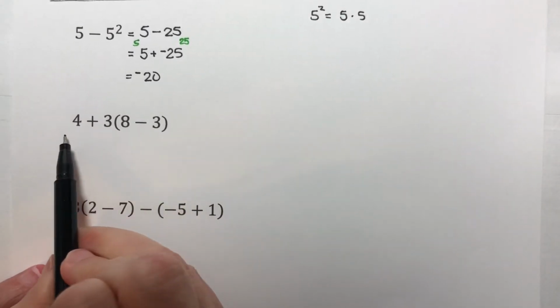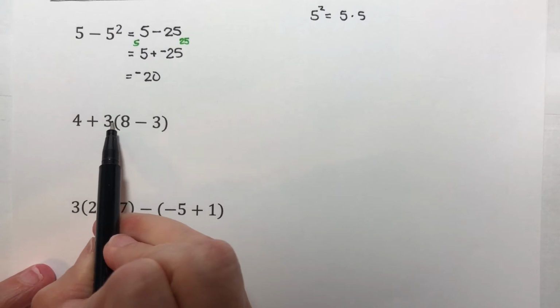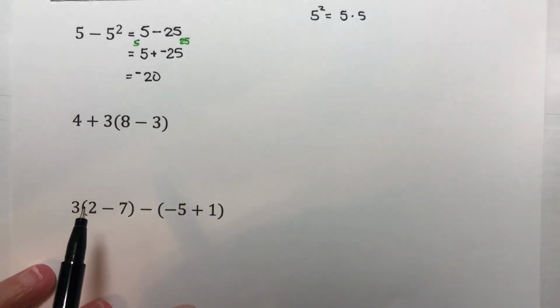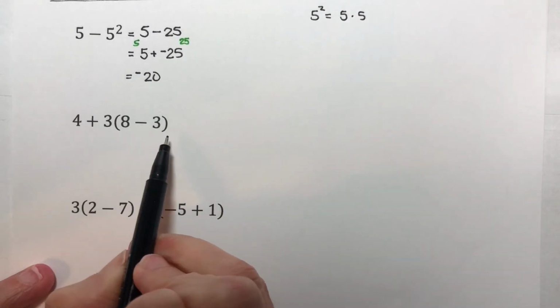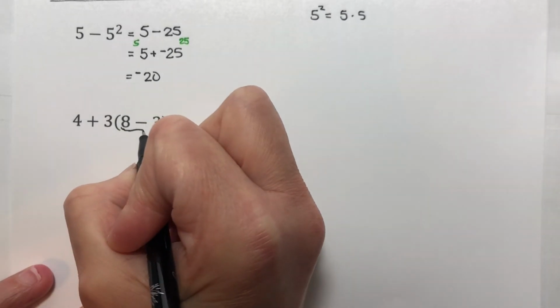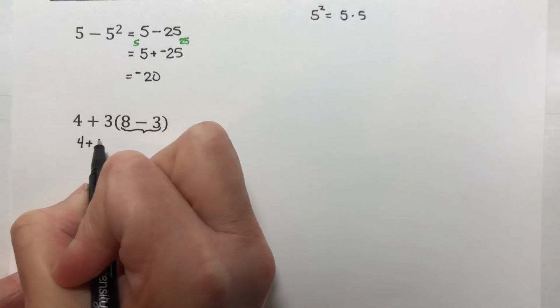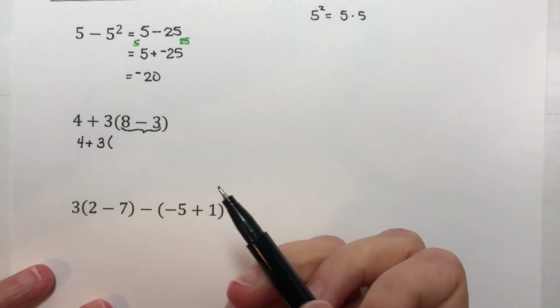If we look at this problem, we have 4 plus 3. There's no symbol in here, so this is times 8 minus 3. Now, we have to simplify inside the parentheses if we can, and we can. We know 8 minus 3. This is 4 plus, I'm bringing the rest of this down, and what goes in the parentheses? Whatever 8 minus 3 is.